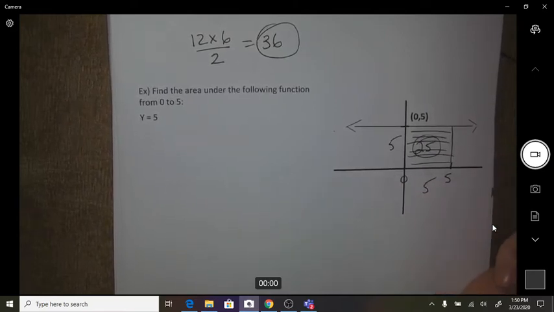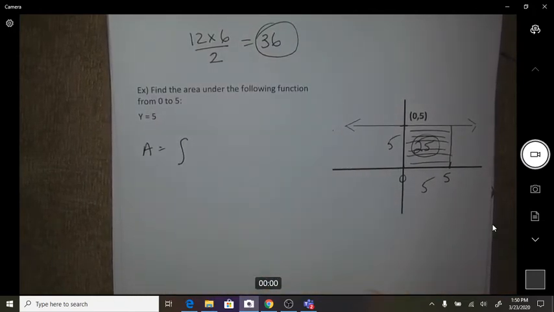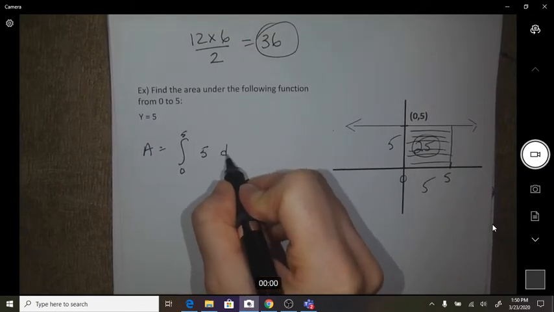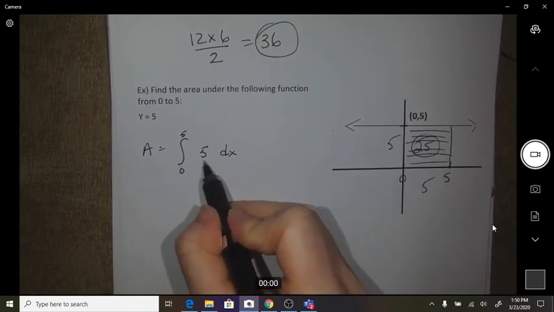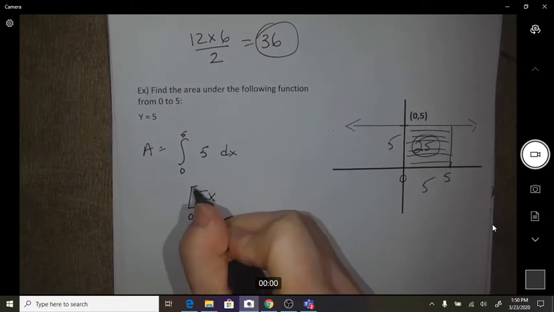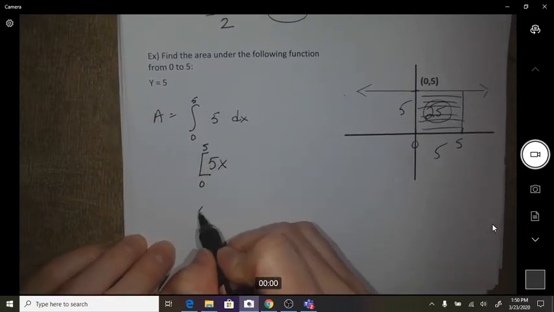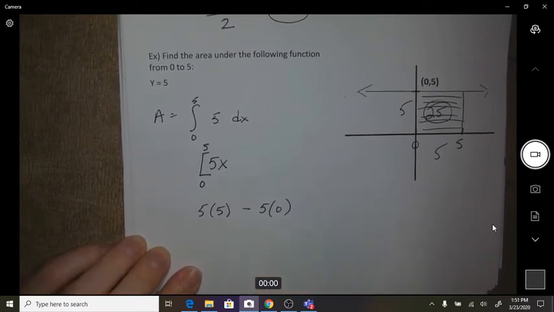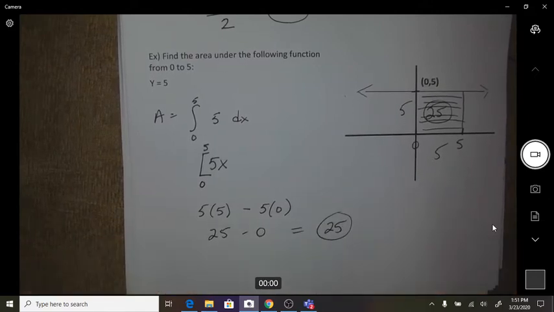25. If I want to use calculus, I'm going to say the area is the integral from 0 to 5 of the function 5 with respect to x. How do you find the antiderivative of 5? It would be 5x. So you would evaluate it from 0 to 5. So now you input the higher limit, so 5 times 5. Subtract and input the lower limit. So 25 minus 0 equals an area of 25.